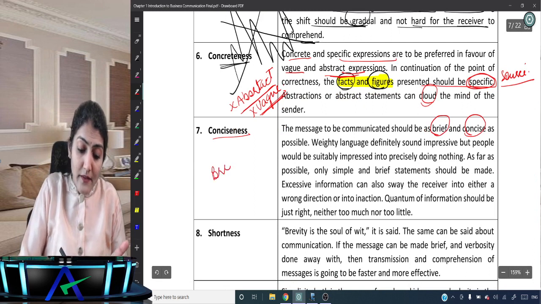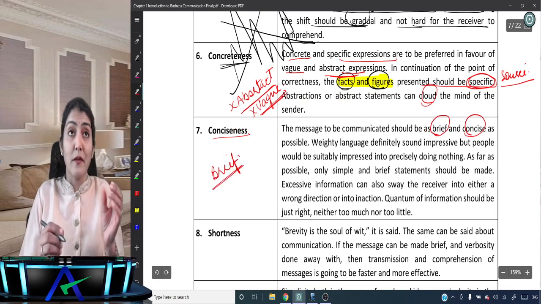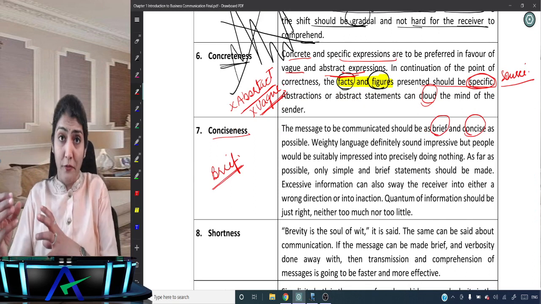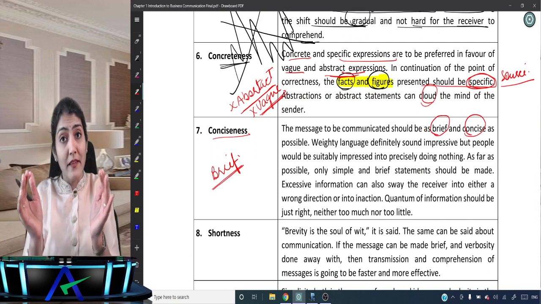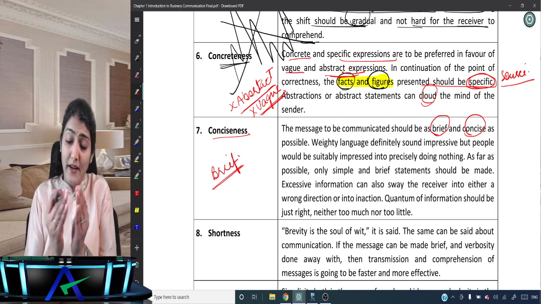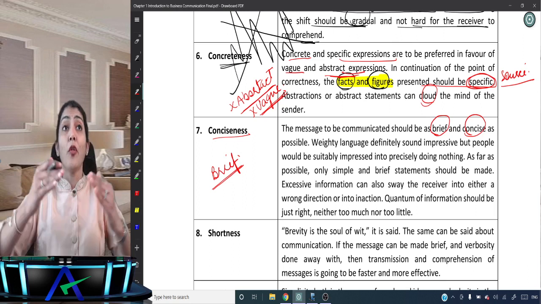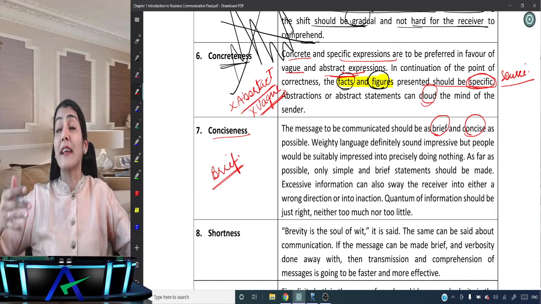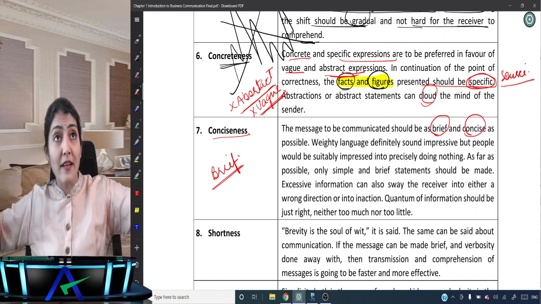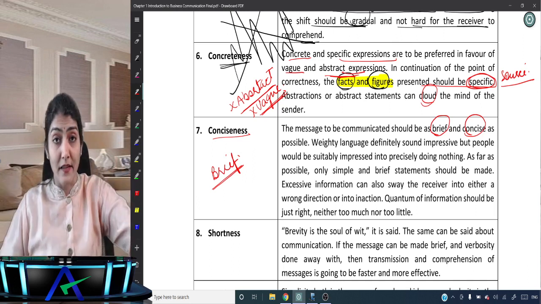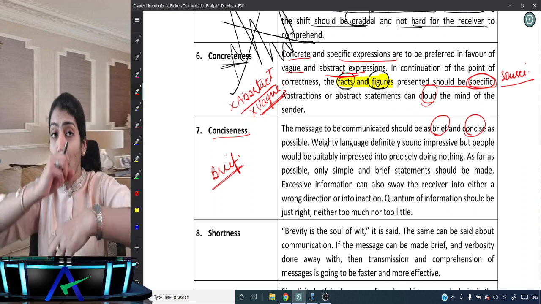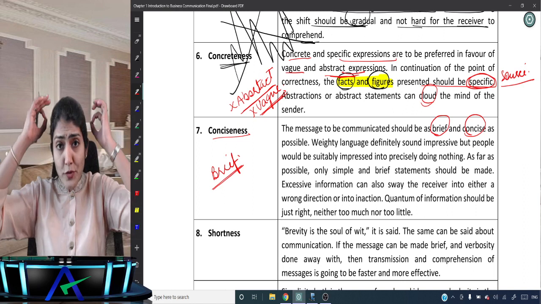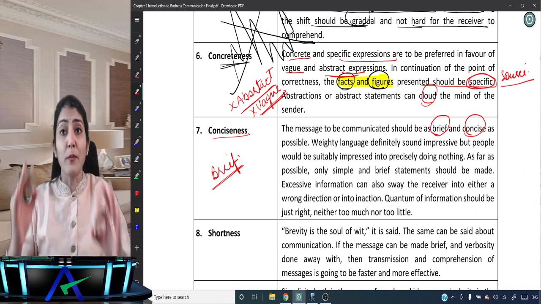In school days you would have written those answers: answer the following in brief. In brief means in a condensed format, in a summarized format, not elaborating, not exaggerating, not unnecessarily pulling and stretching the sentences. It says up to the point. Don't beat around the bush. Come to the point. Come to the point.